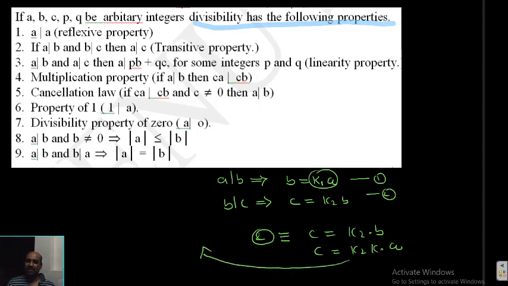So now what can I say here? c equals k1 times k2 into a, where k1 is an integer and k2 is an integer. The product of those two gives another integer, let it be k. So c equals k into a. What is the meaning of that? c equals some integer into a means c is divisible by a, or a divides c. So if a divides b and b divides c, automatically a divides c. This is called the transitive property, and this is the proof for it. I hope you understood.